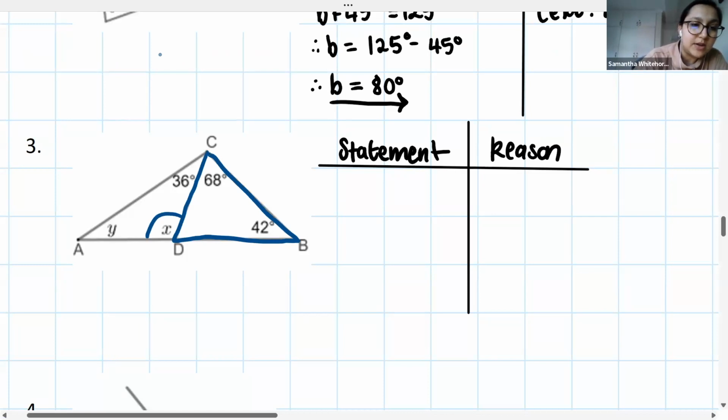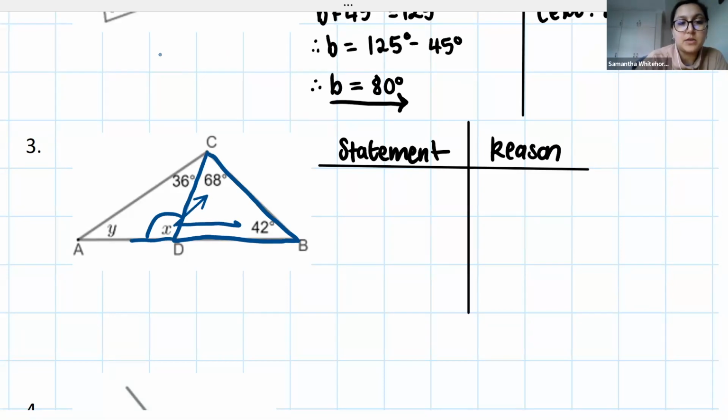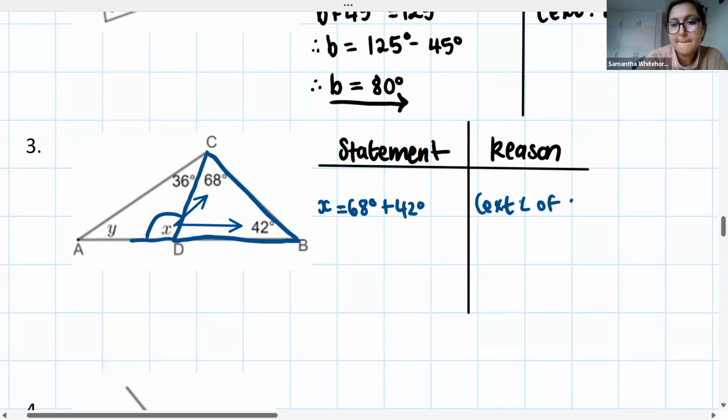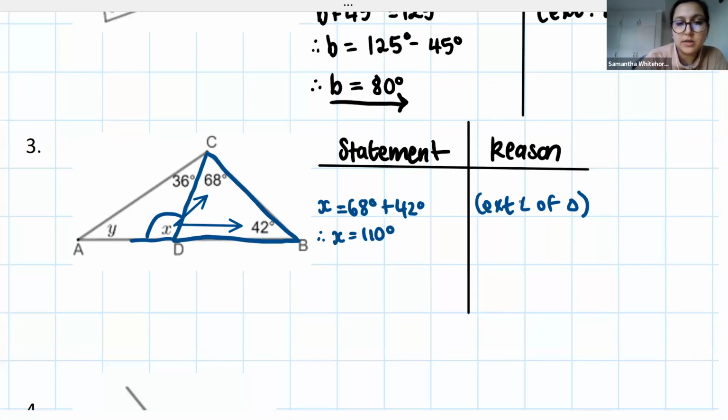X was an exterior angle to that triangle. So I'm going to use exterior angles. What I then know is that X must be equal to 68 plus 42. That's going to be my statement. X is equal to 68 plus 42 because of exterior angles of a triangle. And so adding those 2 values together, I get X is equal to 110 degrees.